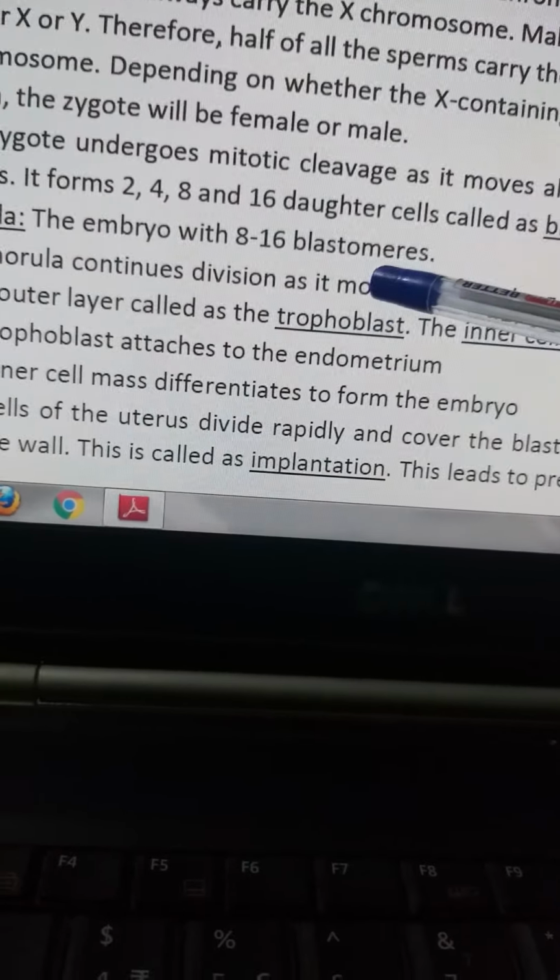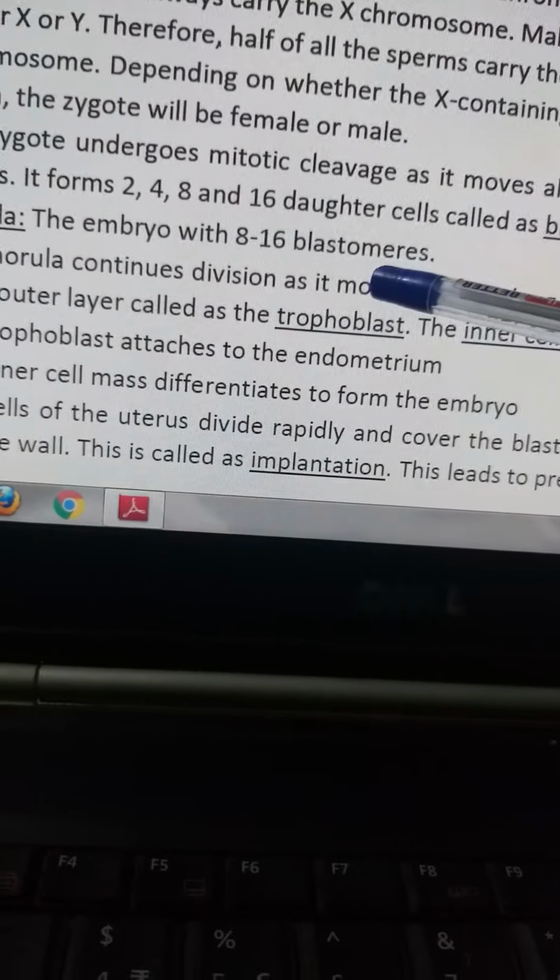Now the cells of the uterus also rapidly divide, and cover the blastocyst. This blastocyst thus gets embedded in the uterine wall, and that is known as implantation, and that actually leads to pregnancy.